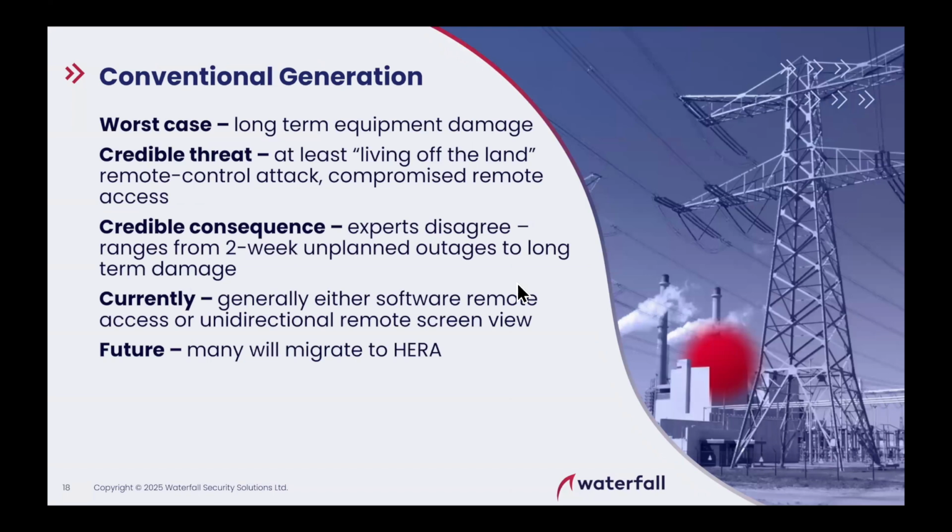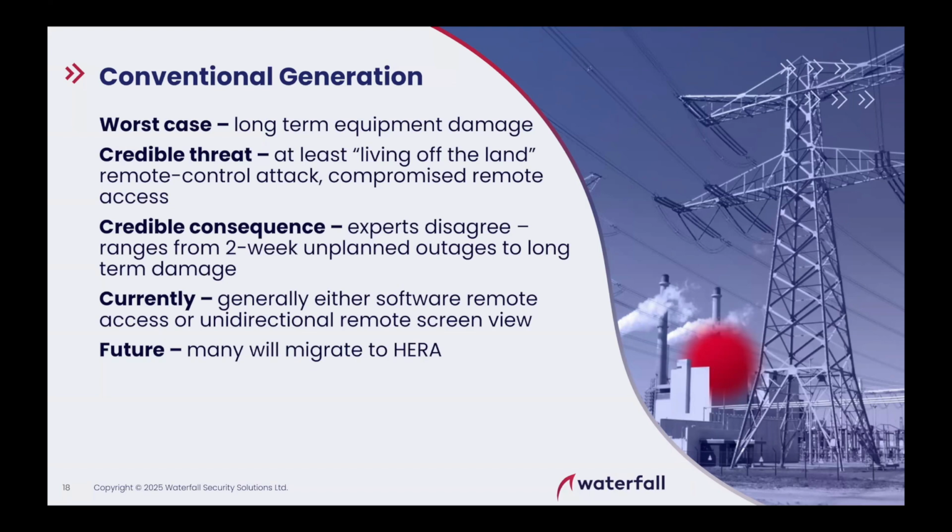What's the worst that can happen with a conventional generation? Long-term equipment damage is probably the worst. Again, turbines shake themselves to pieces inside of their metal housing. The metal housing is a lot of metal designed specifically to protect nearby workers if the turbine shakes itself to pieces. What are credible threats? Well, there have been living off the land techniques, remote control attacks that are extremely difficult to detect, launched against electric utilities. That's a credible threat. That threat is out there.